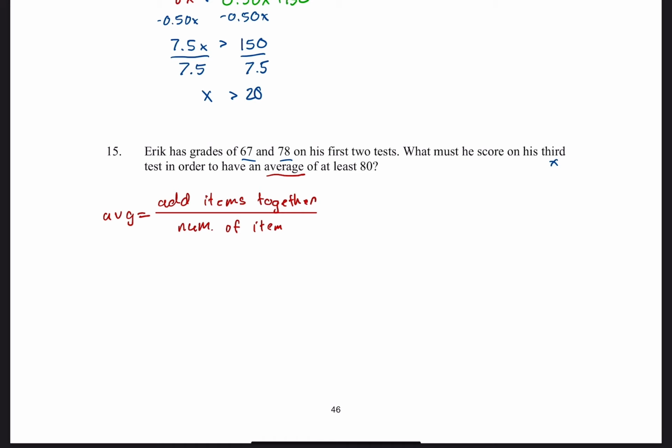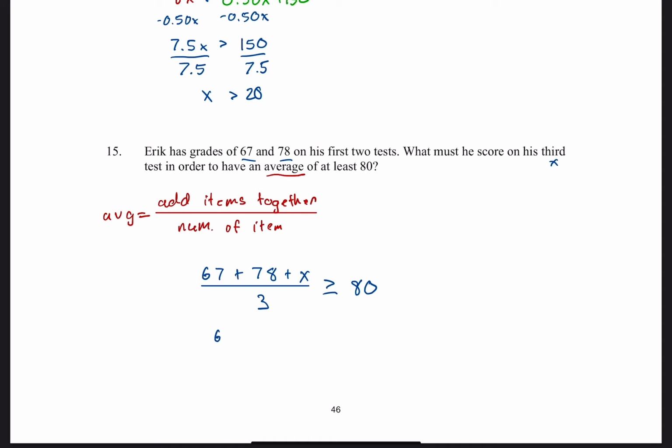So to work with this equation, what we need to do is take the first test, 67, plus the second test, 78, and the third test we don't know yet, and the sum of those divided by 3, because there's 3 tests, must be greater than or equal to 80. And at least is the equal to part. If it said more than, then it would just be greater than 80. So again, 80 is where the average would cut off, so that's why we're using equal to.